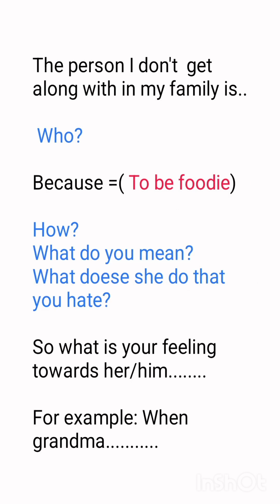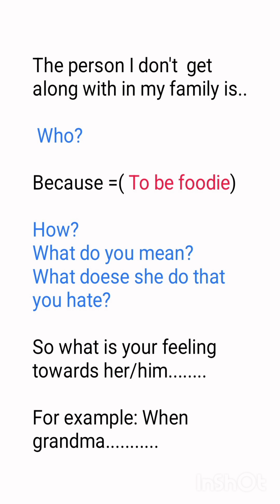Now, this is the last speaking activity we are going to run on the simple present. For this, I have made my speaking activity the opposite of the previous ones, and I have also made it a little freer. How? Let's see. For example, I say, I don't get along with my... Why? Here, for the reason, I can give them an adjective. For example, foodie. Then I ask, what do you mean? What does she do? Okay, she is foodie.